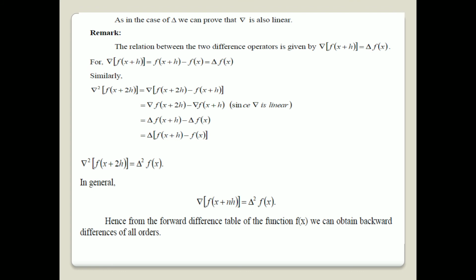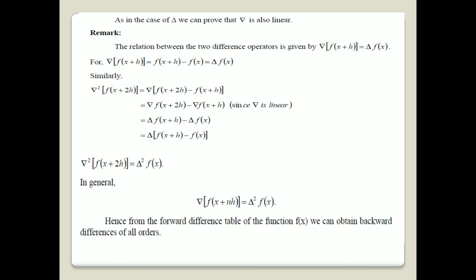Nabla square f of x plus 2h is equal to nabla of f of x plus 2h minus the previous value, that is f of x plus h. Take a difference between these two terms. Again, operate nabla into the bracket on each term separately. Then in the second step we can write nabla of f of x plus 2h minus nabla of f of x plus h. Because nabla is linear, we can operate it on each term separately.